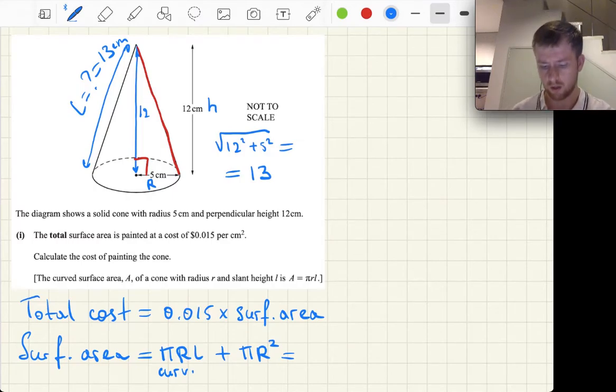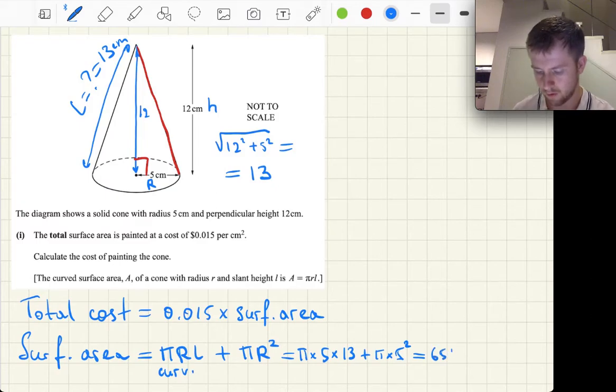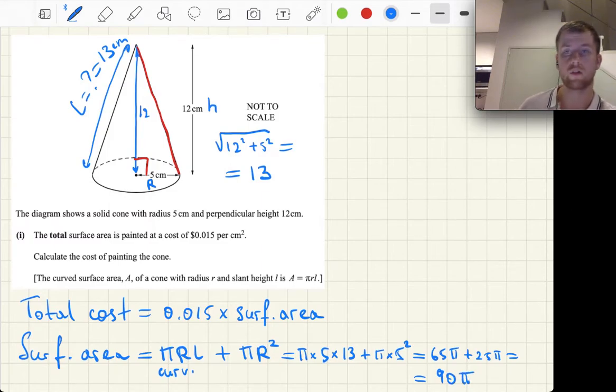Just keep it as pi. It's fine. So pi r L, it's going to be pi times radius, which is 5, times slant, which is 13, plus pi r squared. So pi times the radius is 5, so it's 5 squared. Right, that will be equal to 65 pi plus 25 pi. So that's 90 pi altogether. This is the total surface area.